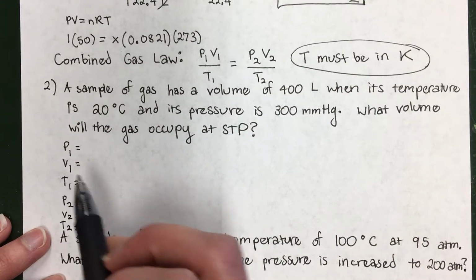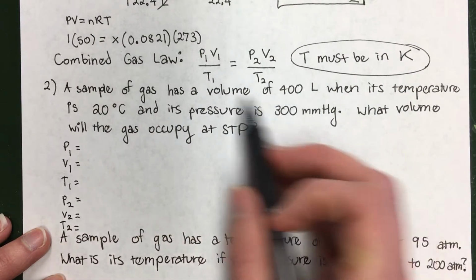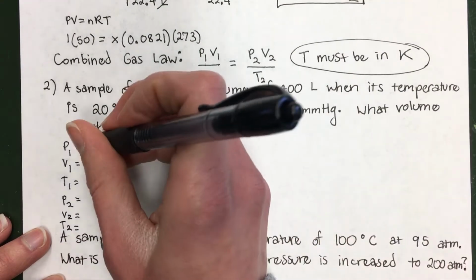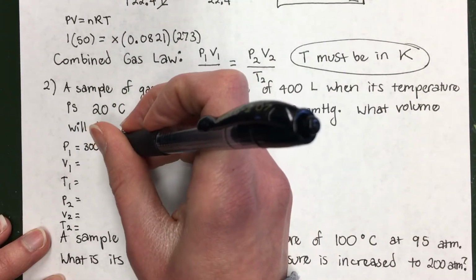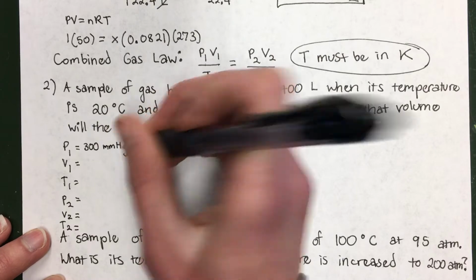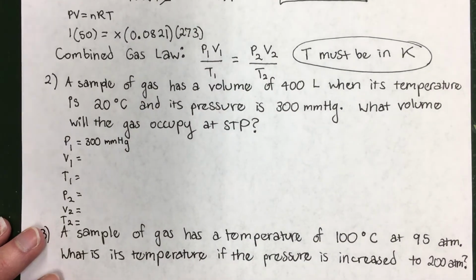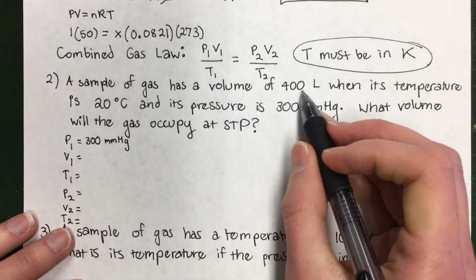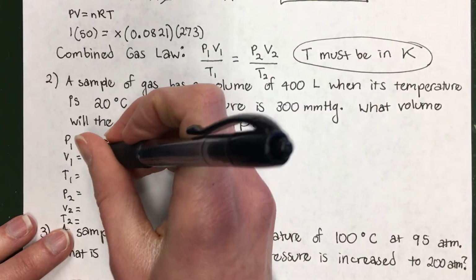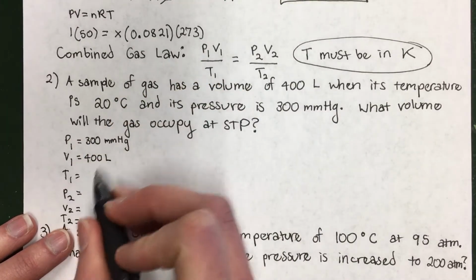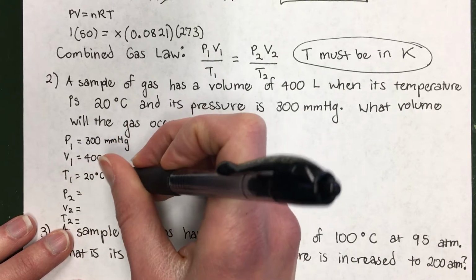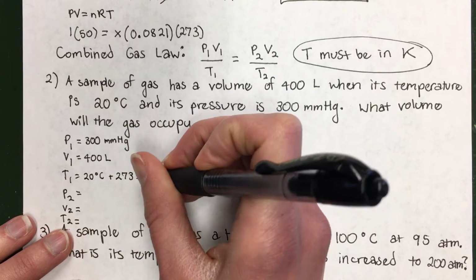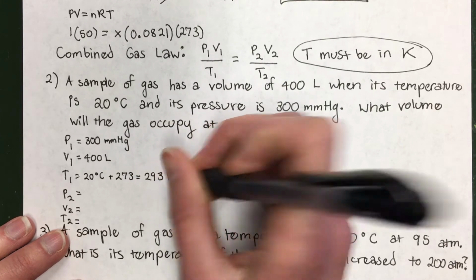So let's see, our first pressure is 300 mmHg. And again, in this equation, I don't have to change my mmHg to atmosphere, so I'm just going to leave it. If you really want to change it, you can, but I'm going to leave it. The volume is 400 liters, and the temperature is 20 degrees Celsius, but I need to change that to Kelvin, so it's going to be 293 Kelvin.